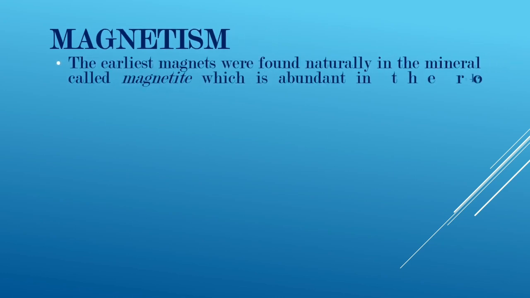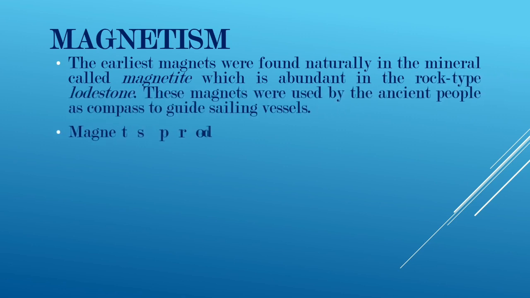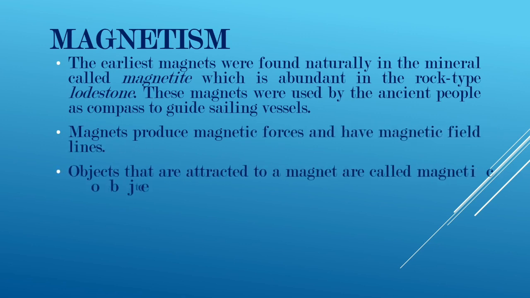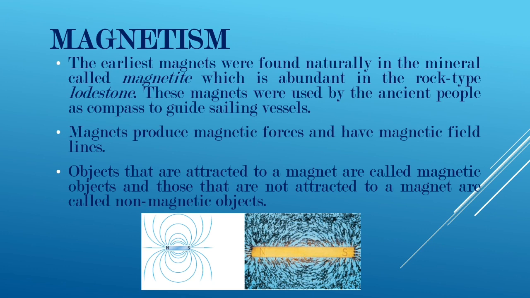How were magnets found? The earliest magnets were found naturally in the mineral called magnetite, which is abundant in the rock-type lodestone. These magnets were used by the ancient people as compass to guide sailing vessels at sea. Magnets produce magnetic forces and have magnetic field lines. Objects that are attracted to a magnet are called magnetic objects, and those that are not attracted to a magnet are called non-magnetic objects.